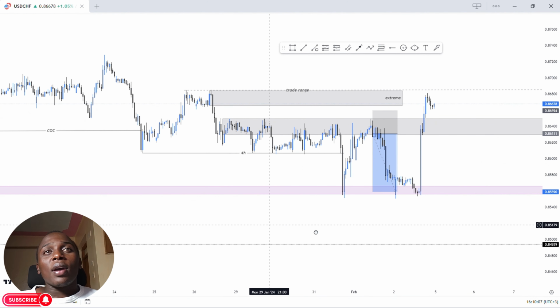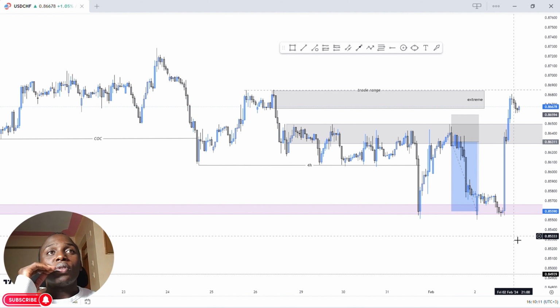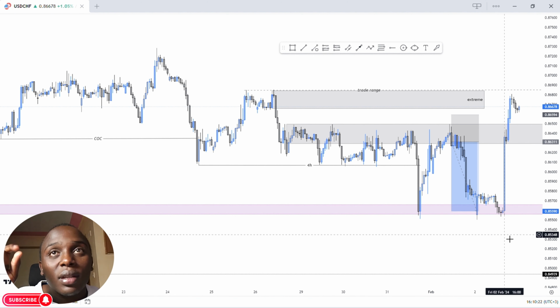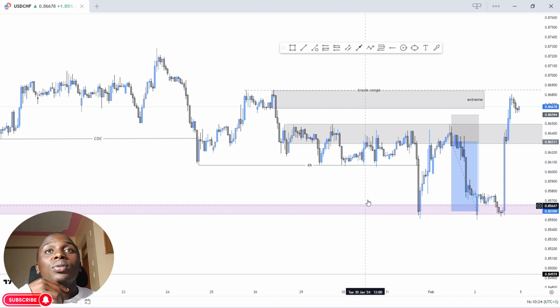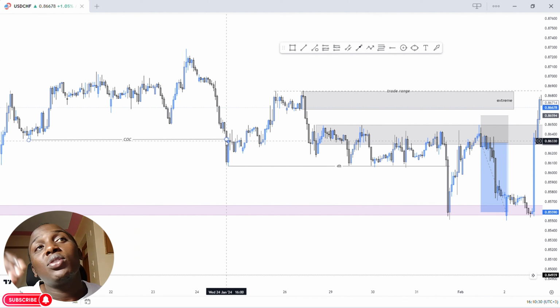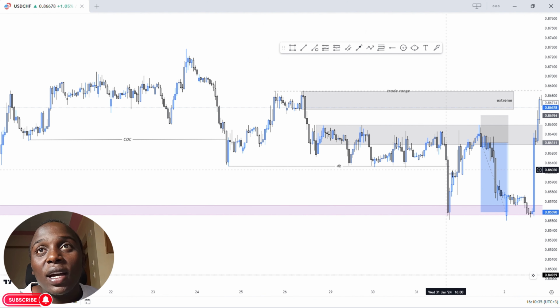So how I identify my point of interest is I usually look for the move which led to the break of structure, and I'm interested in that first candle which led to the move. So here's what I'm saying. As you can see, there was this change of character, and the market shifted from being an uptrend to a downtrend, and it later confirmed by forming a new lower low.